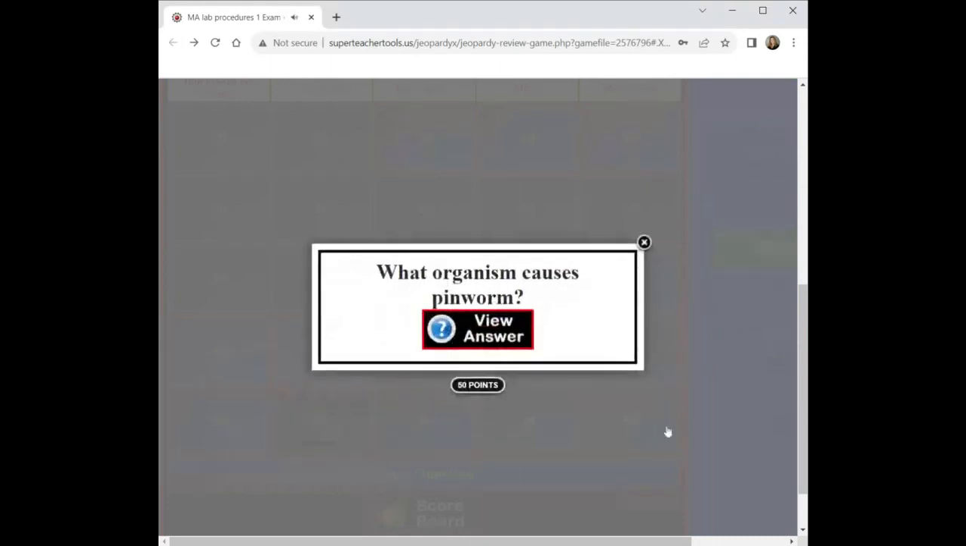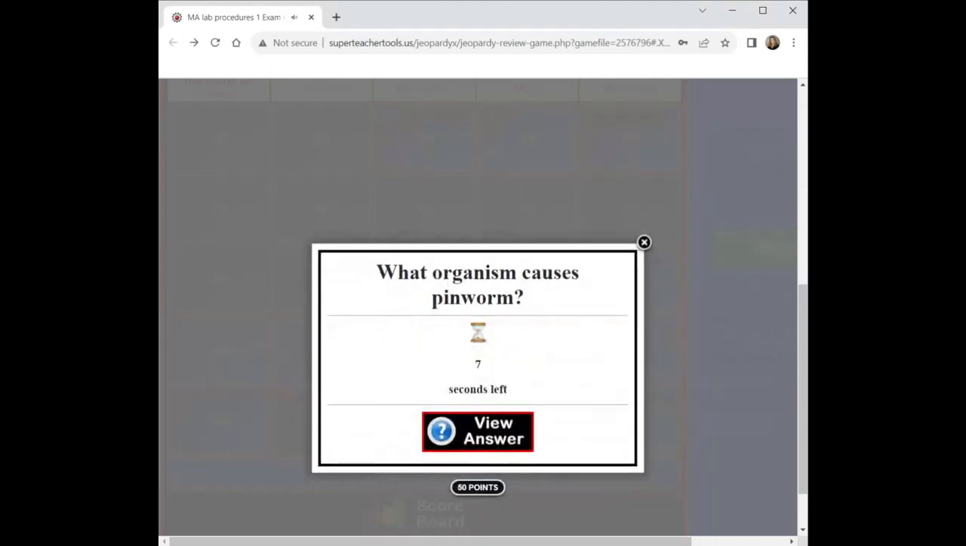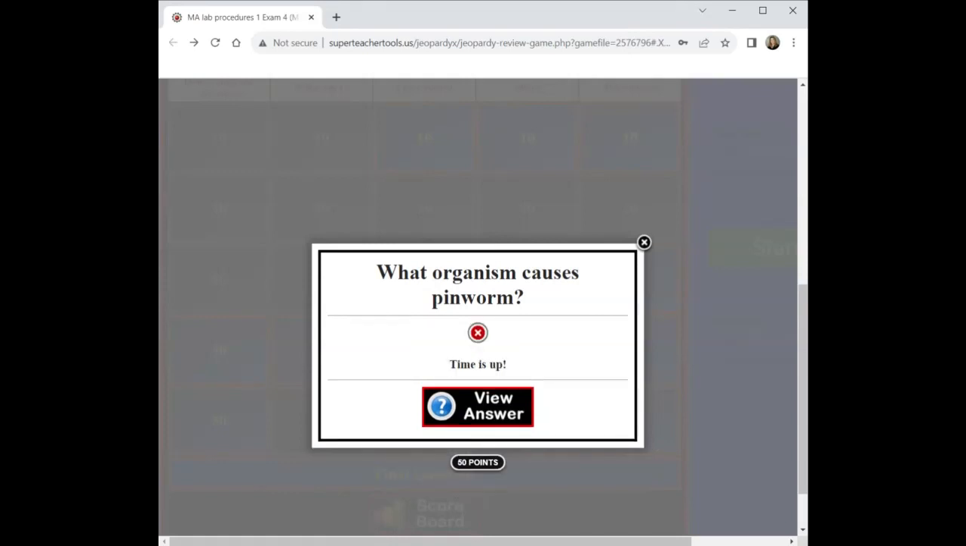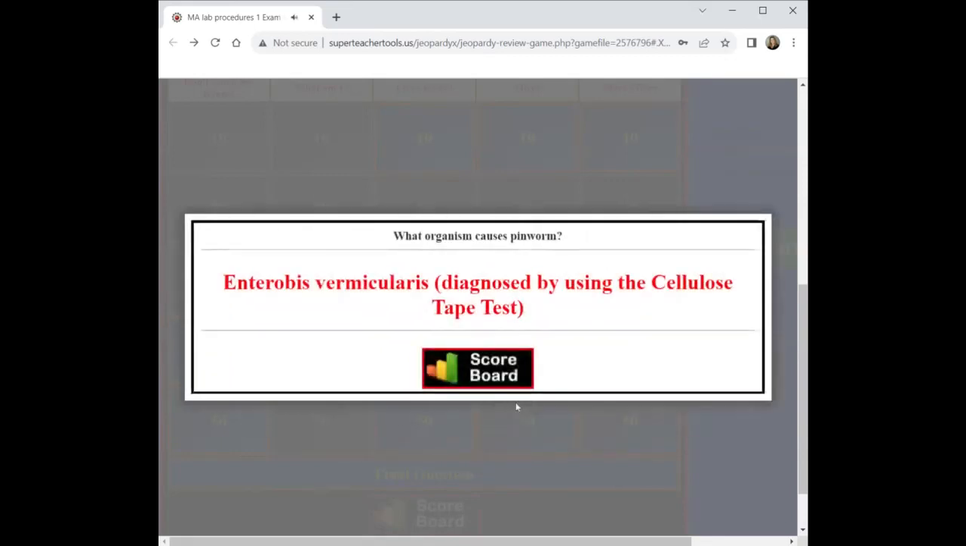What organism causes pinworm? I want to say it's Enterobius. Yep. What's the second word? Vermicularis. Enterobius vermicularis. This uses the cellulose tape test, or that little sticky paddle, pinworm paddle, we call them.